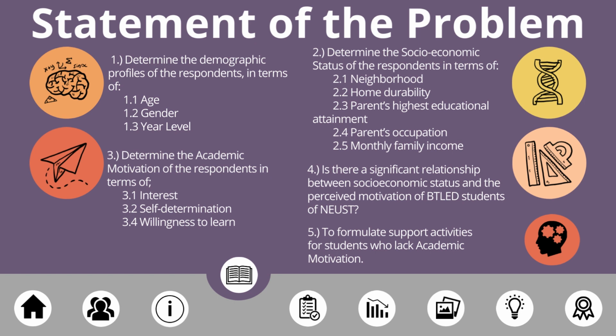Determine the demographic profiles of the respondents in terms of age, gender, year level. 2. Determine the socioeconomic status of the respondents in terms of neighborhood, home durability, parents' highest educational attainment, parents' occupation, monthly family income. 3. Determine the academic motivation of the respondents in terms of interest, self-determination, willingness to learn.